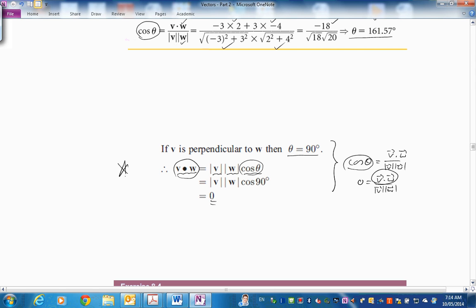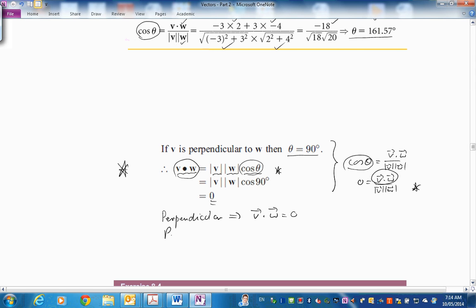This is important. We now have a test for perpendicularity, if you like, either using this form or the multiplied out form there. So there is a rule. If vectors are perpendicular, their dot product is going to be 0.